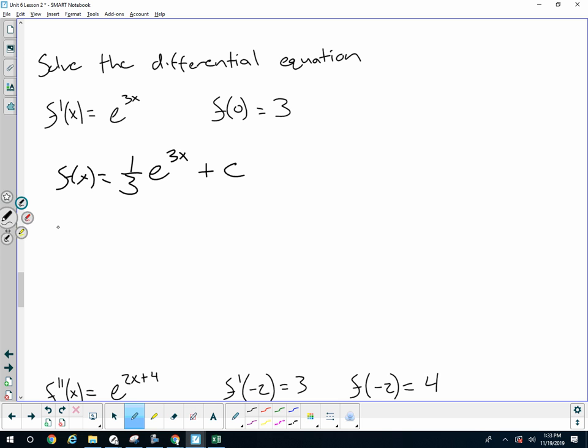F of 0 is 3. F of 0 equals 1/3 e to the 0 plus c, which is 3. C is 9/3 minus 1/3, which is 8/3.